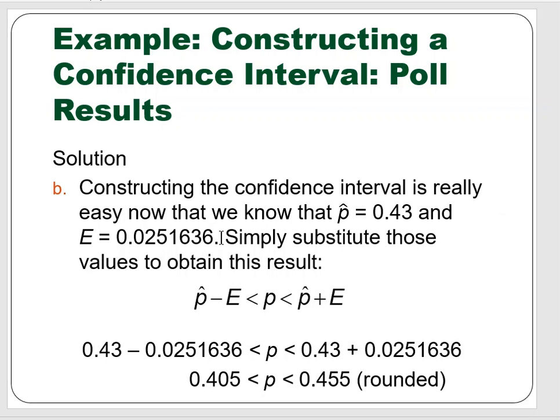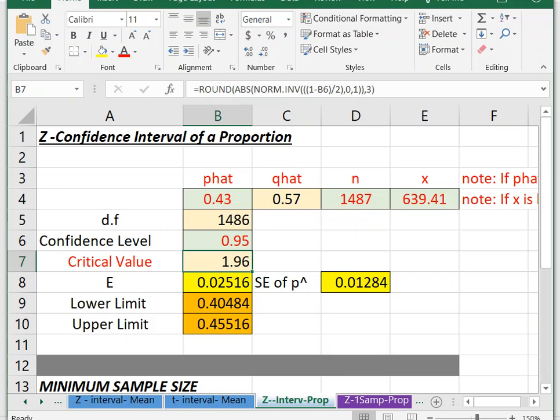We know P hat and we know E. Well, where did this all come from? Well, it came from Excel. Now I want to explain the Excel. Anything that's in green you could type into. If it isn't in green, don't touch it because it has formulas in it.